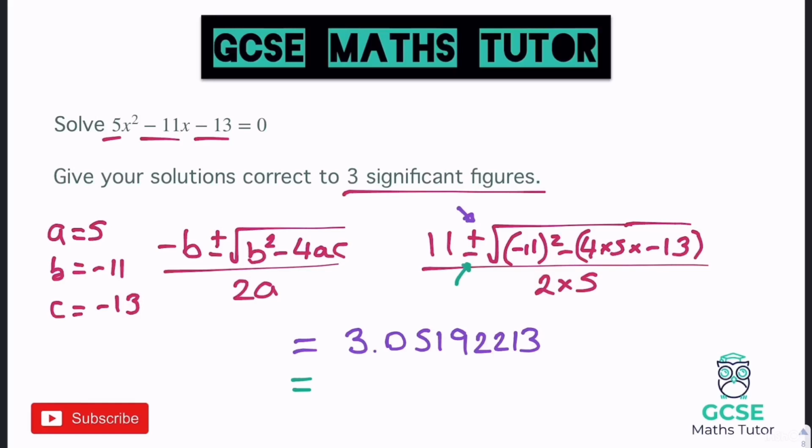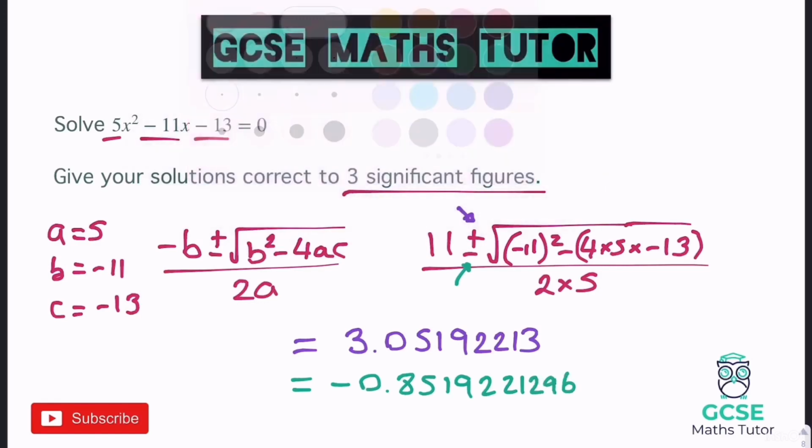So back into the calculator, takes a bit of a while to get all the way back through this, but it's better than typing it all back in again. Delete the plus, put a minus, press equals again, and I get the answer negative 0.8519221296. There we go, lots of digits there. So obviously there are two solutions, one with a positive there, one with a negative.